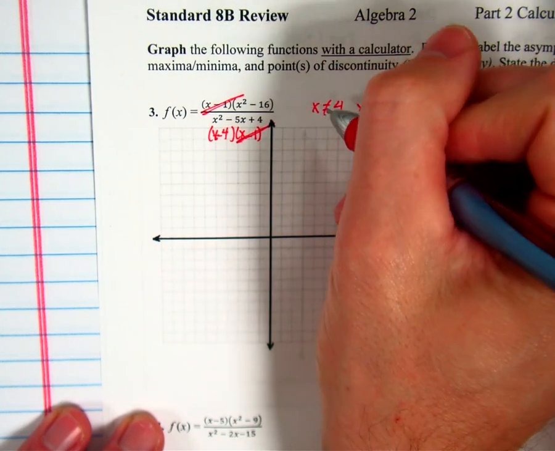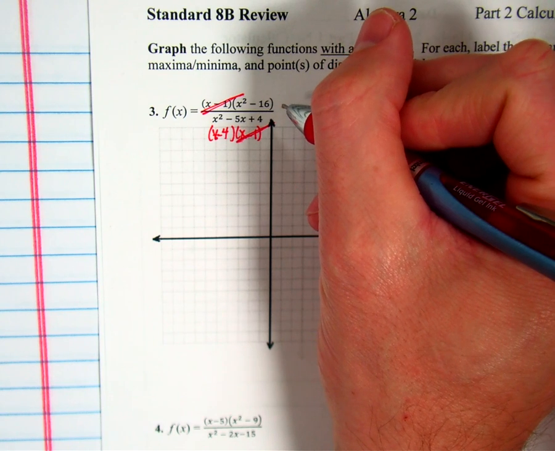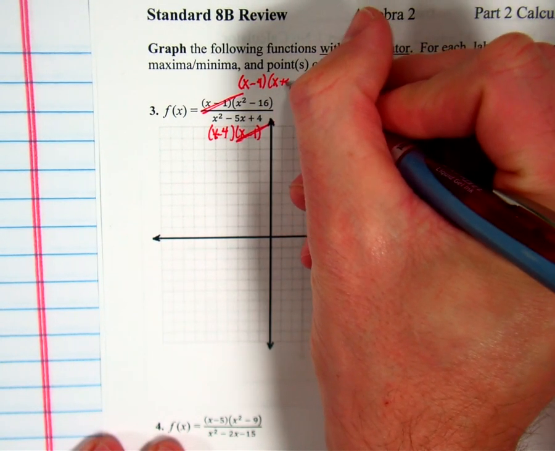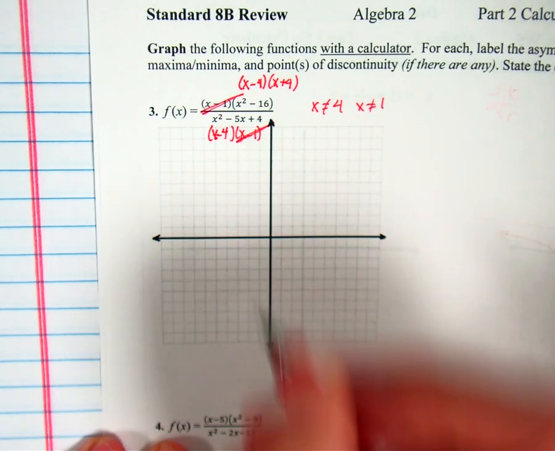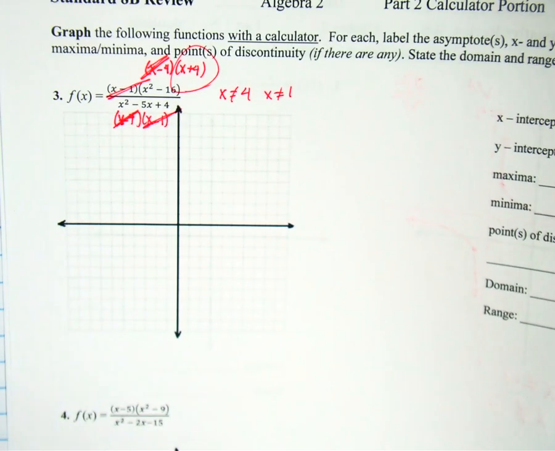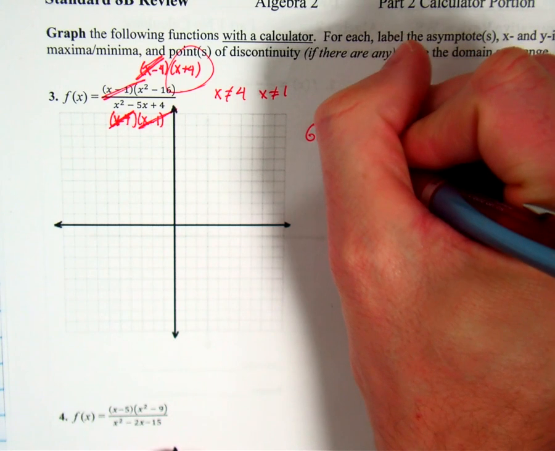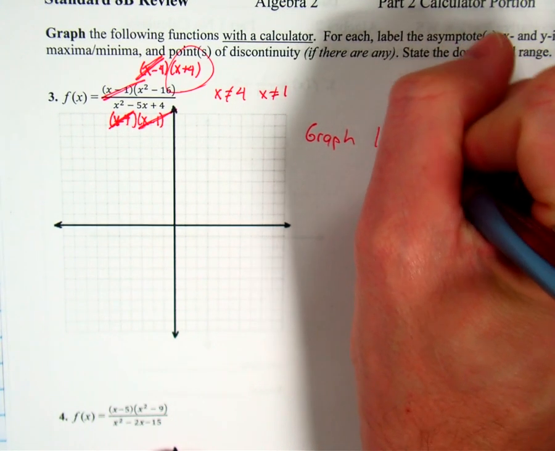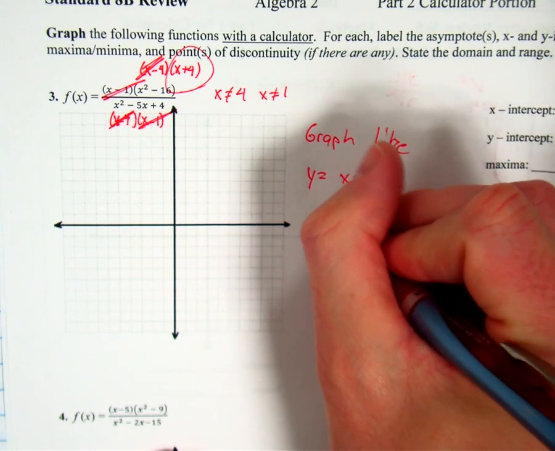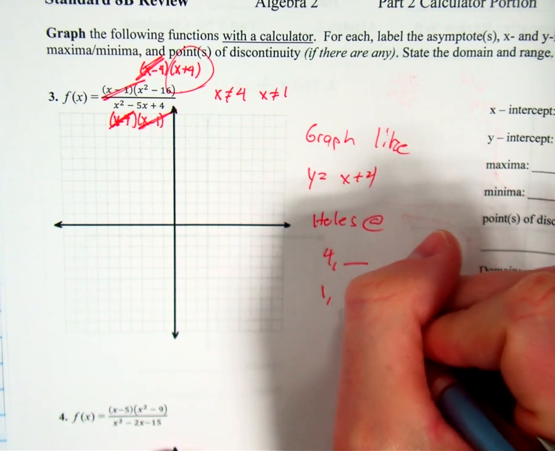Now I'm looking at x squared minus 16 a little closer. Oh, x squared and 16, those are perfect squares. We have a difference of perfect squares, so x minus 4 times x plus 4 for factoring those. And our x minus 4's cancel, and all we have left is x plus 4. So now instead of asymptotes, we're going to have holes in the graph. We're going to graph it like y equals x plus 4, but we have holes at 4 comma blank, 1 comma blank.